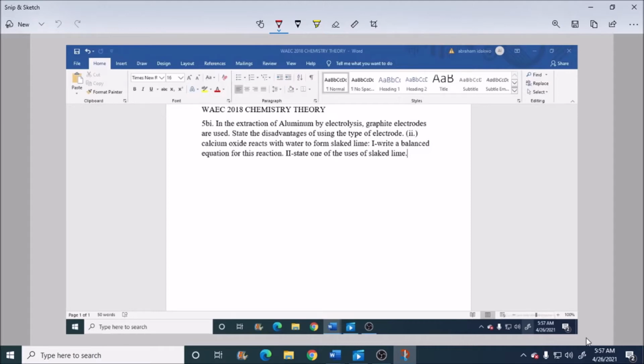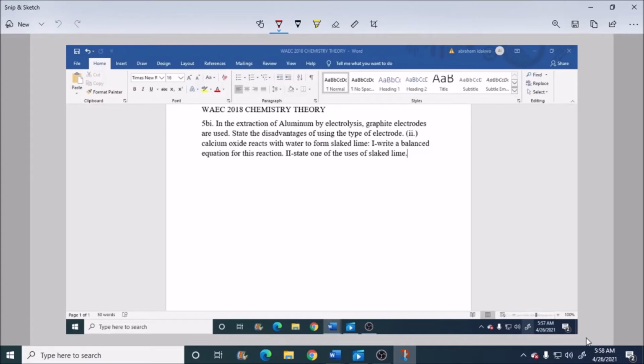This is WAEC 2018 Chemistry Theory. Question 5b, Roman figure 1 says, in the extraction of aluminium by electrolysis, graphite electrodes are used. State the disadvantages of using this type of electrode. Then Roman figure 2. Calcium oxide reacts with water to form slaked lime. Then question Roman figure 1 here: we are asked to write a balanced equation for this reaction, that is the reaction between calcium oxide and water. Then Roman figure 2, state one of the uses of slaked lime.